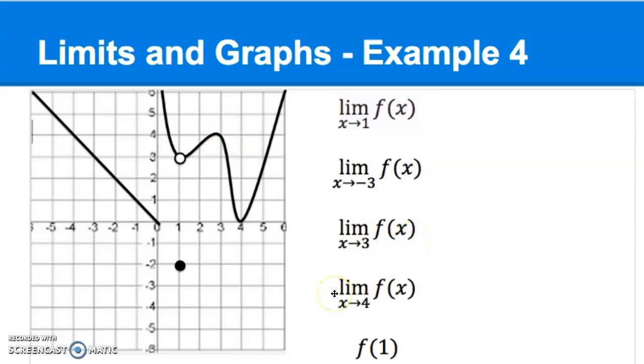The limit as x approaches 4. You want to go over to 4 on the x, and it is at 0 on the y. The curve is touching the line, so it's at 0. F of 1, there is no limit, so this wants the actual y value at 1. If you go to 1, there is a filled in point at -2, so that is the function value, -2.